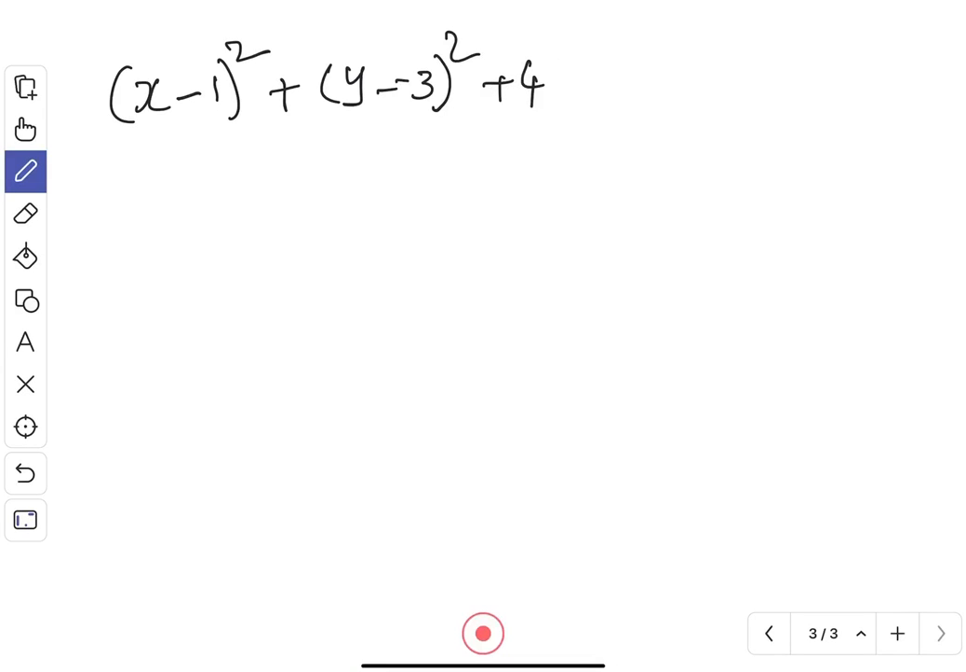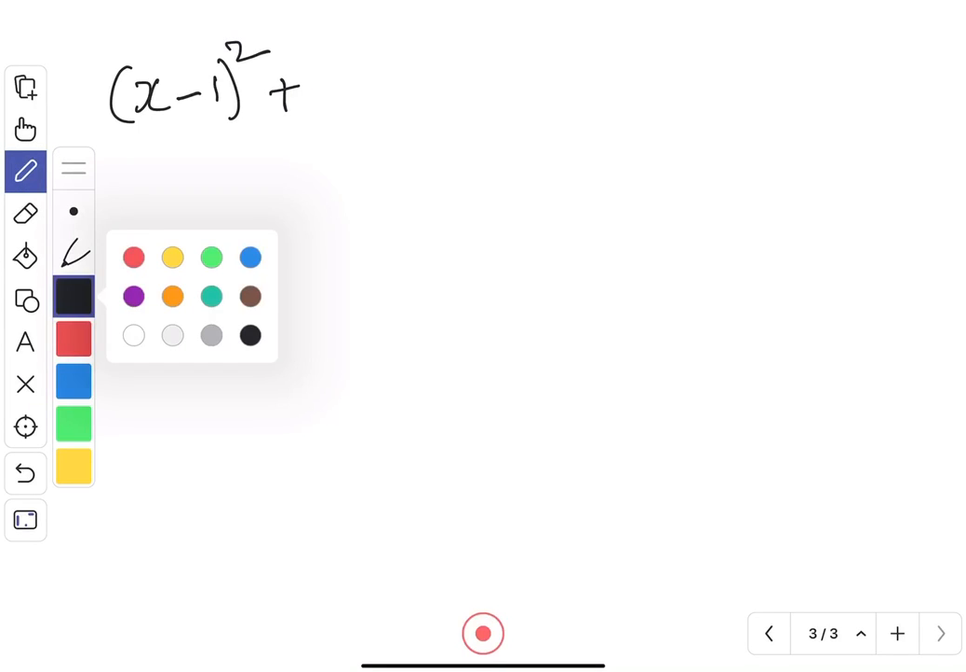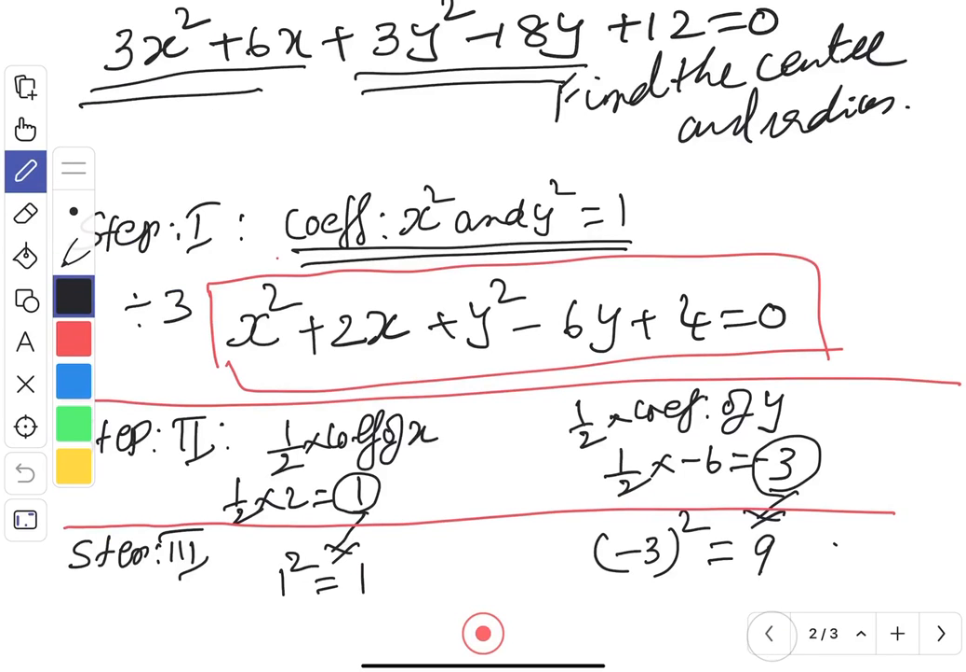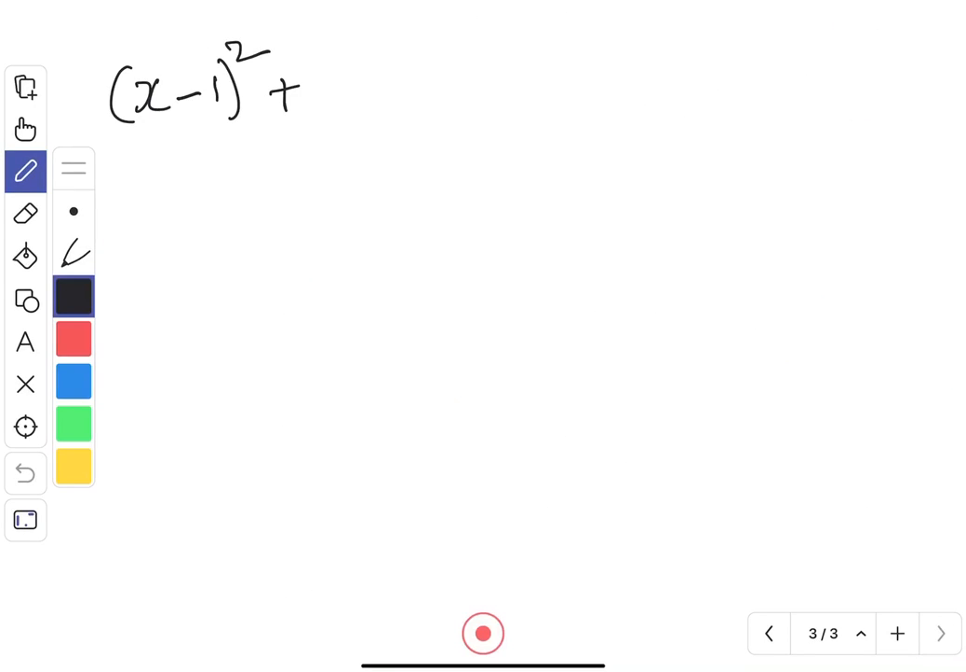Now the interesting thing comes here. For x minus 1, the whole squared, I am coming back to step number 3. You can see it's my 1. Step number 3 is 1. Therefore, I subtract that 1.